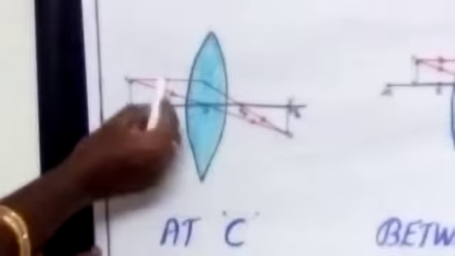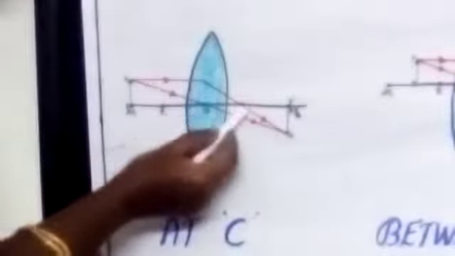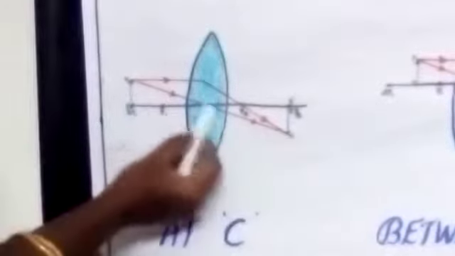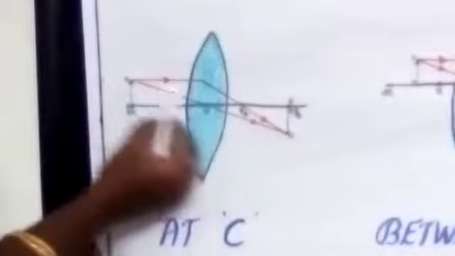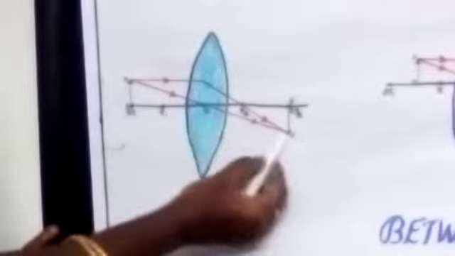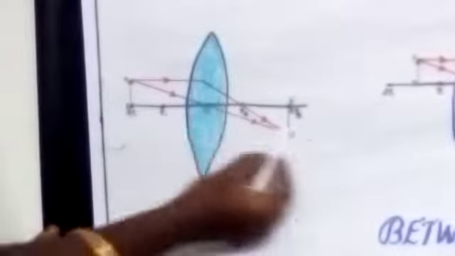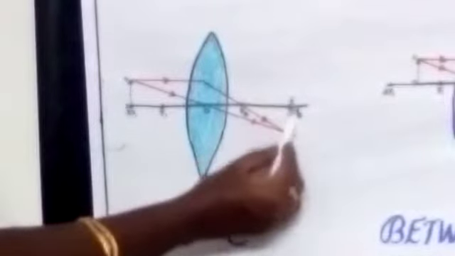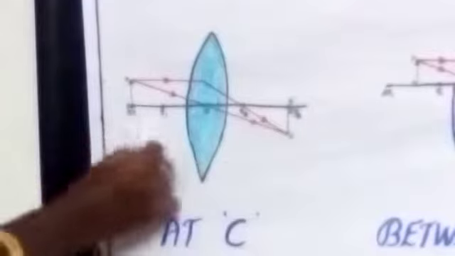See here, firstly the parallel ray, after refraction it will pass through the principal focus. So here we can get one refracted ray, and the next ray will be passing through the optic center. When the ray of light passes through the optic center, without any deviation it will continue the same path. Now the two refracted rays will meet at this point. So here the image is forming. At which point is the image forming? At 2F2. So the object is placed at 2F1, which means the image is formed at 2F2.